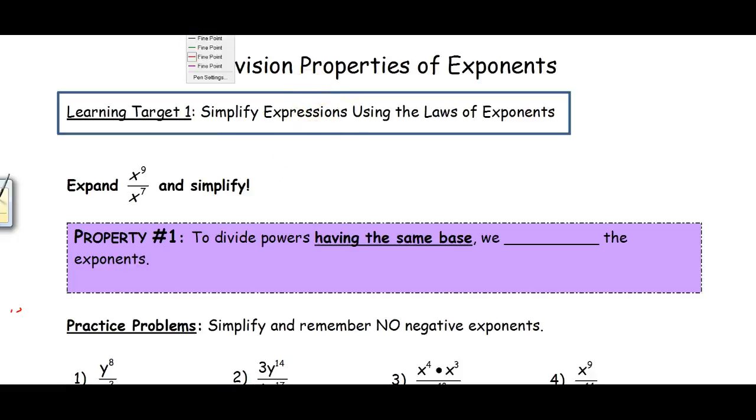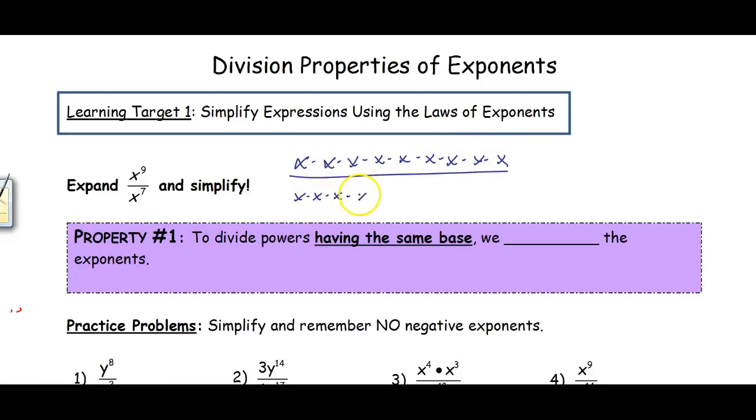So we're going to go ahead and expand this. You get x times x 9 times, divided by x times x 7 times. When we start simplifying, we get all these canceling out, and what are we left with? X to the second power.